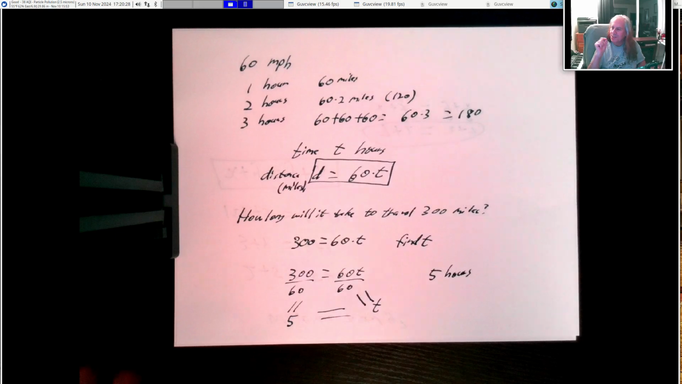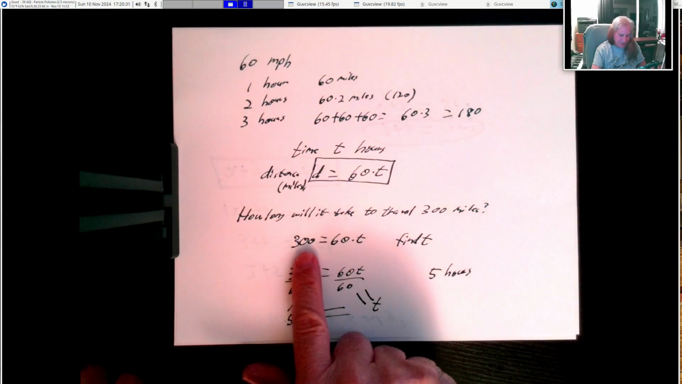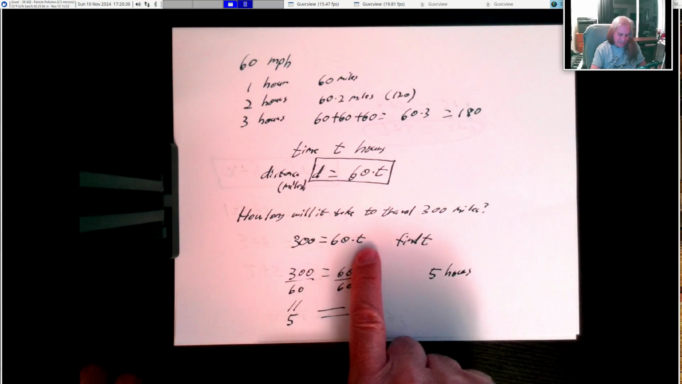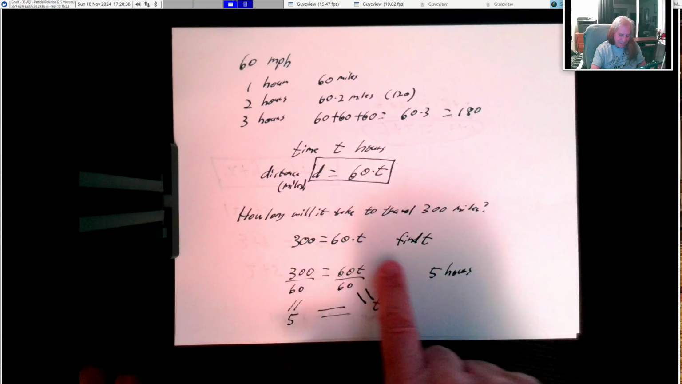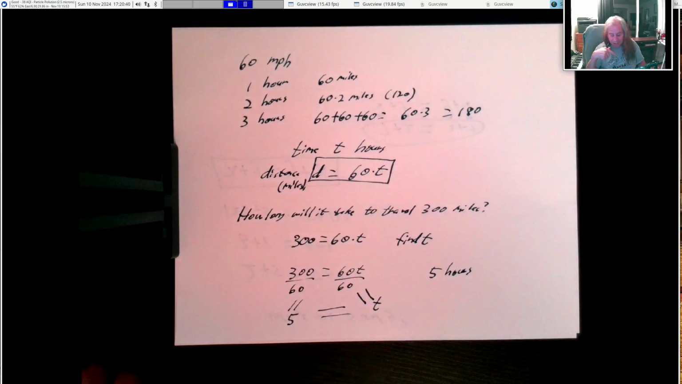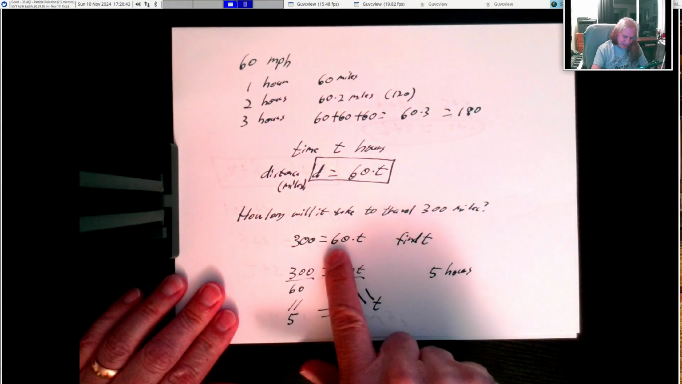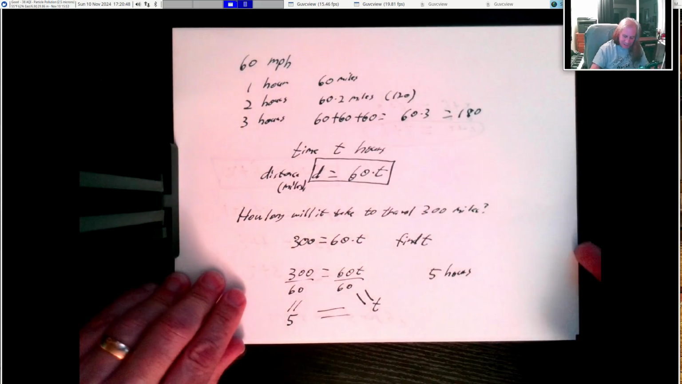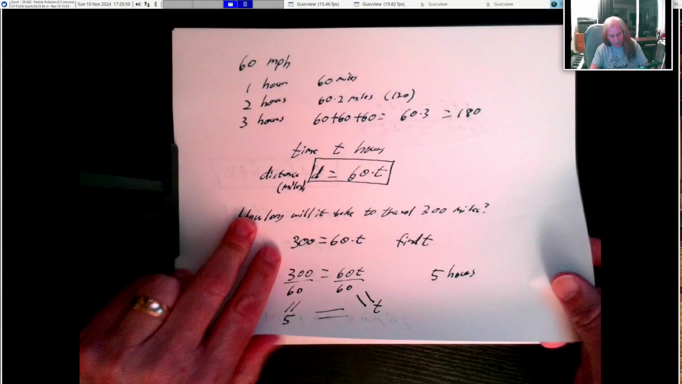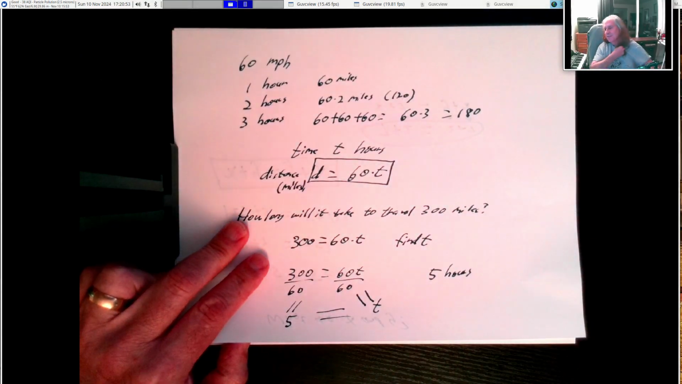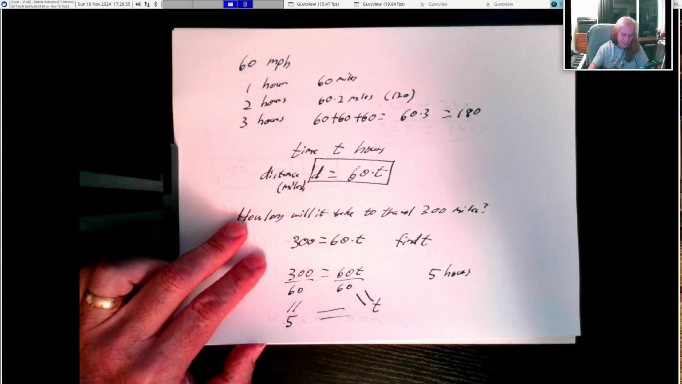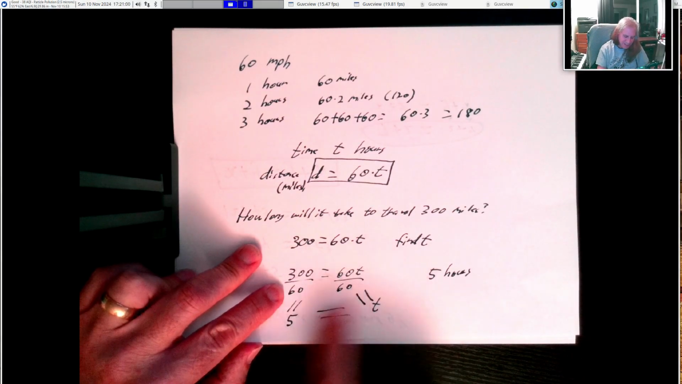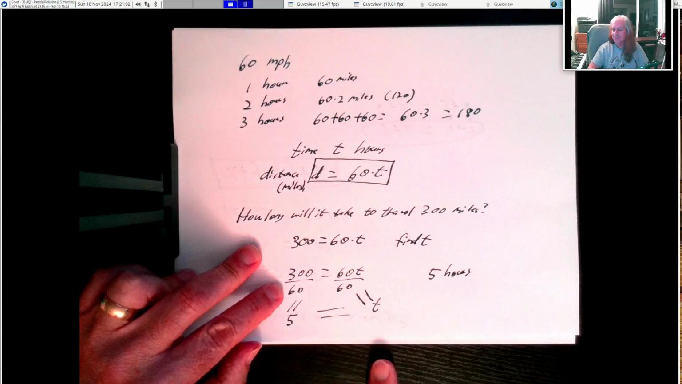Okay, again, that worked in a specific case. I knew my distance was 300, and I knew that I was traveling at 60 miles an hour, and I wanted to find the time. Well, I could divide by 60 because I knew ahead of time, because I've done this, that if I divided this side by 60, I would end up with just t. But what does this look like in general? If I don't know that my distance is 300, maybe my distance is 420, well, I could do this again. I could put 420 equals 60t. I could divide both sides by 60. I would find that t is equal to 7.